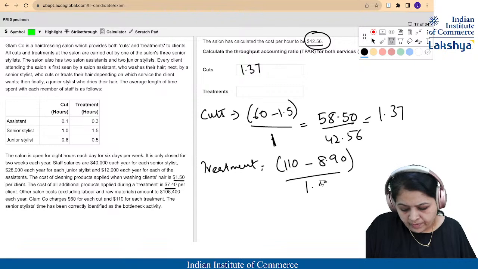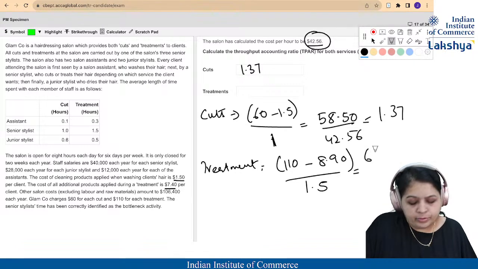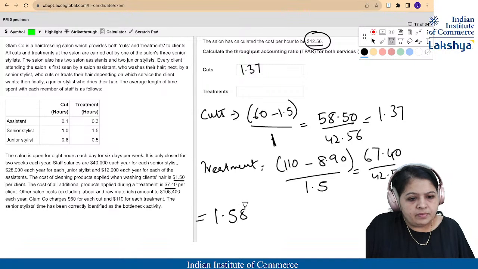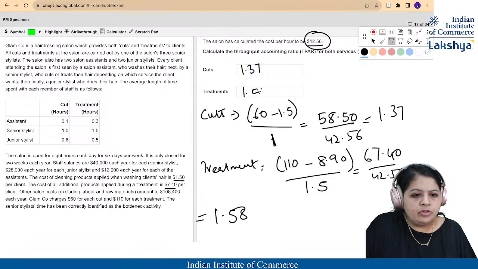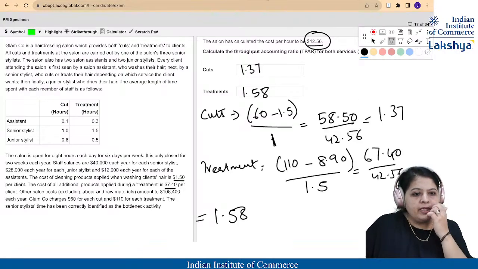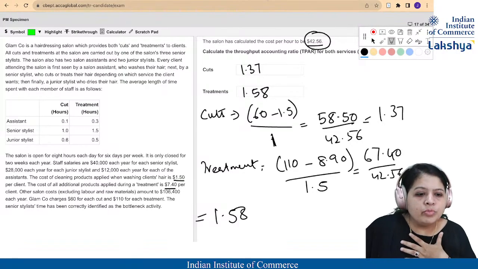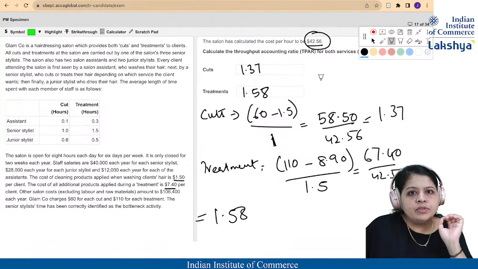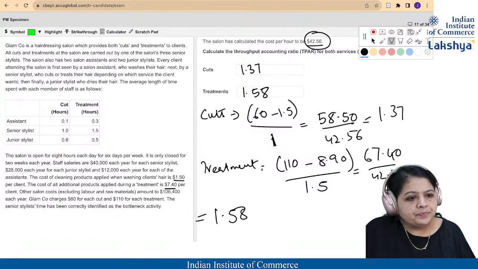Treatment takes 1.5 hours. So that is going to be 67.40. Again, divide by 42.56. That gives me a value of 1.58. I told you TPAR is important, comes very often in the exam. So, we just cannot afford to miss it at all. We need to make sure that we know the formulas perfectly, right?